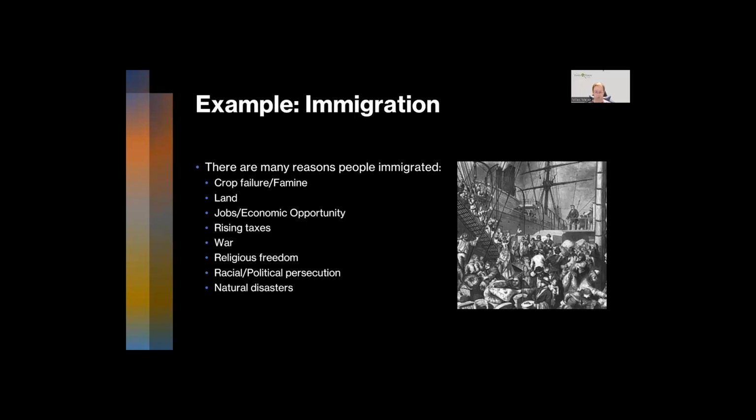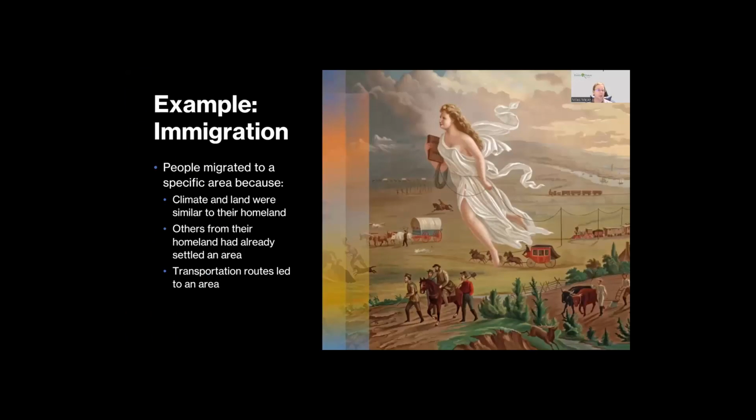their story. Looking at immigration, we can look at people migrating to specific areas. Why did they settle where they settled? Was it because the climate and the land were similar to their homeland? Was it because others from their homeland had already settled in the area and they were joining their community? Was it because transportation routes led to an area? Were the rivers there, the railroads, the canals, or whatever it might be, important transportation routes that they settled in those areas because that's where they ended up being?